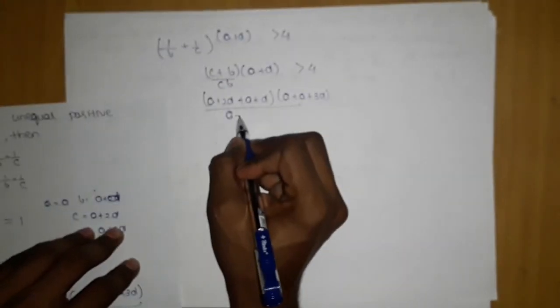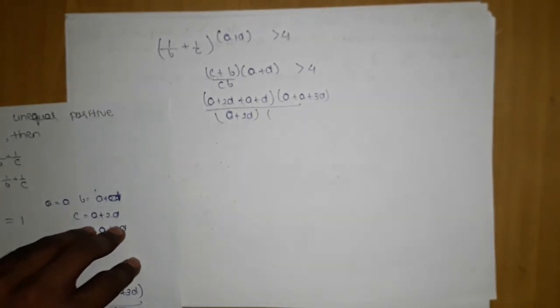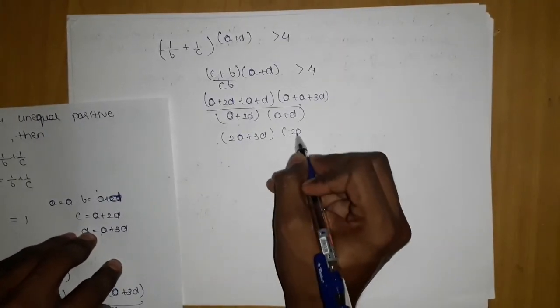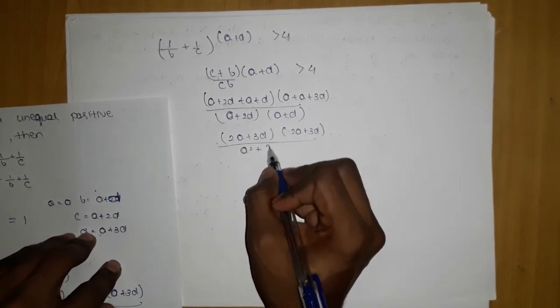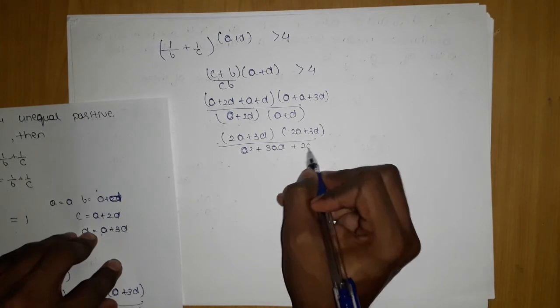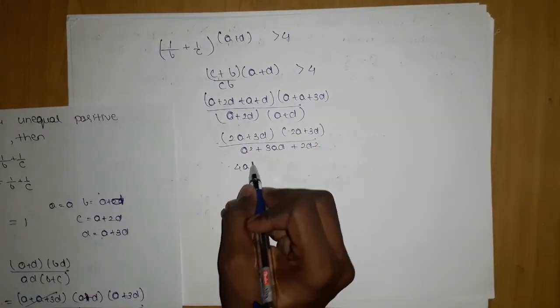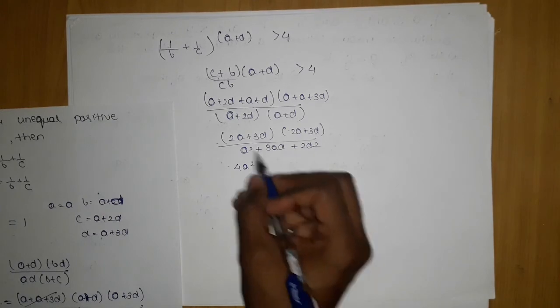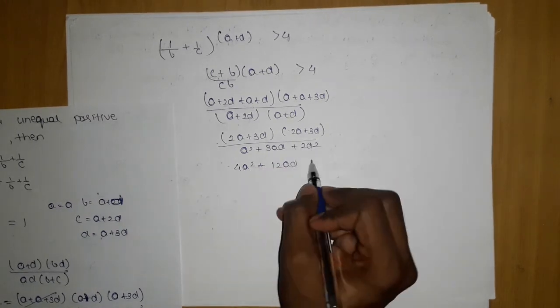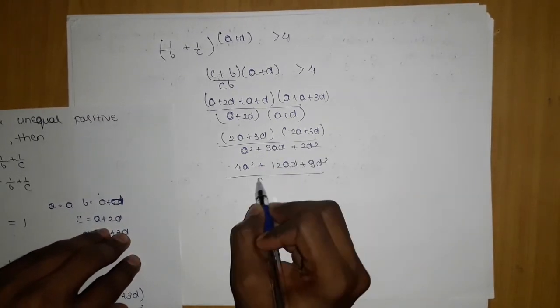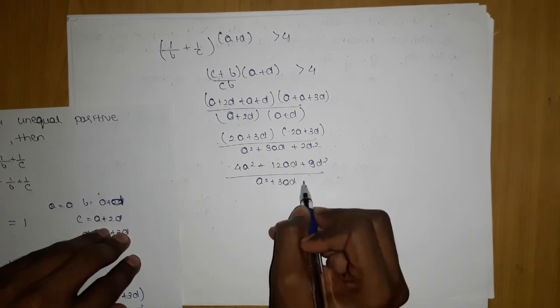If I do this, this will be A plus 2D, and so what we can do is A plus 2D into A plus D. This will add on and give me 2A plus 3D. Fine, and this will give me 2A plus 3D upon A square, AD plus 2AD means 3AD. Fine, this will become 2D square. I will multiply this by 4A square, because 6AD plus 6AD means 12AD, and this will become 9D square, upon A square plus 3AD plus 2D square.